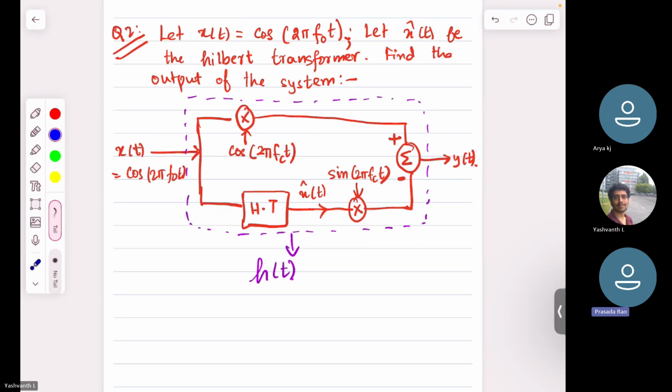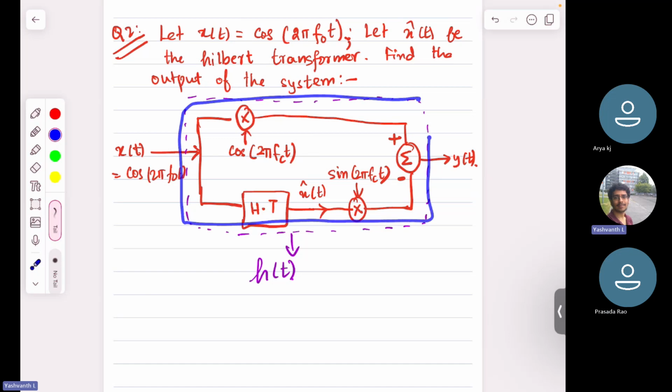Sir, this entire process is the question? Yes. The question is, what is y of t if x of t is cos 2 pi f naught t? And the complete diagram is also part of the question. I'm explicitly saying that this is what the system does. H of t is basically captured by this system.